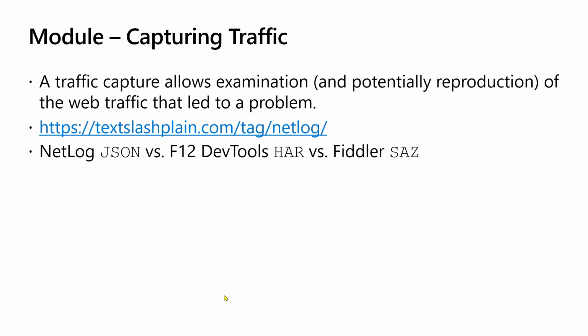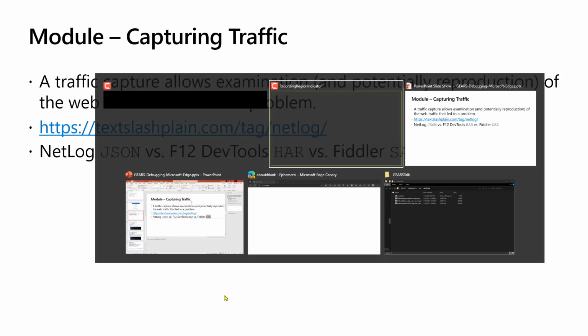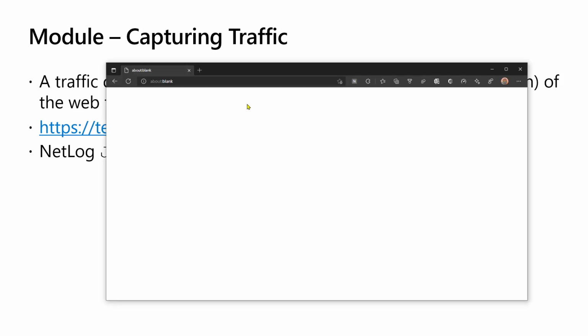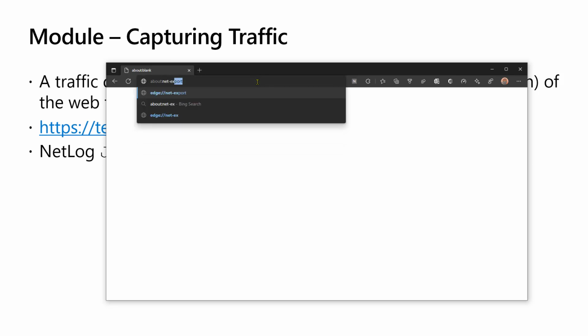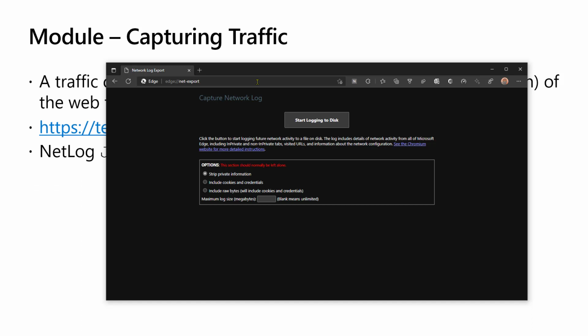Capturing network traffic from Chromium-based browsers like Edge and Chrome is very simple. To do so, simply open the browser and navigate to about:net-export. You're presented with a simple UI with a big Start button at the top, and in many cases, simply pushing that button alone is all you need to do.